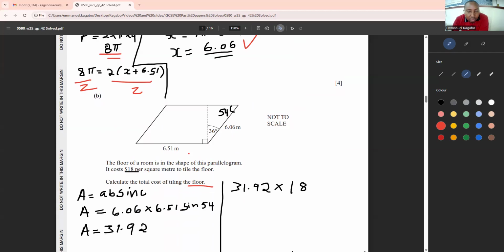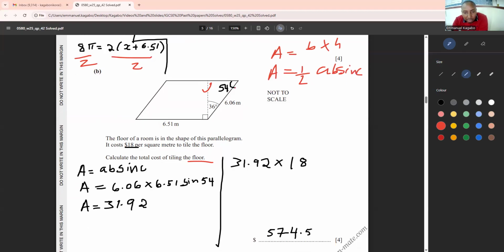So if we are to do that, we need to find the area of this shape. Now, for the area of a parallelogram, there are two formulas. One is the base times the height, if the height is given. So we don't have the height. So another formula is 1 over 2 ab sine C. Do you get that? Because I didn't have the height, I decided to go with that. So that gives me the area.